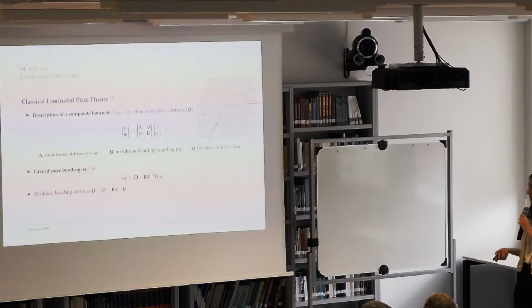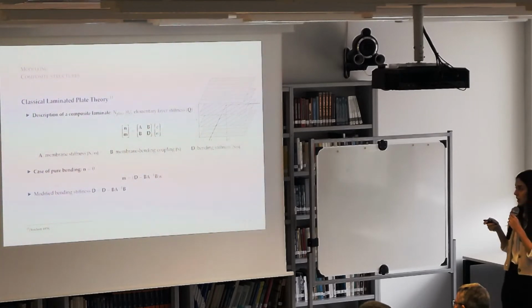What is the classical laminated plate theory? For a given composite laminate with a given number of plies, orientation of each ply, and elementary layer stiffness Q, I can express the internal forces as a function of the deformations using three stiffness tensors: the membrane stiffness tensor, the bending stiffness tensor, and the coupling between these two tensors.